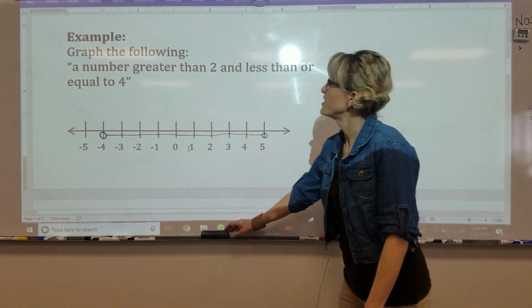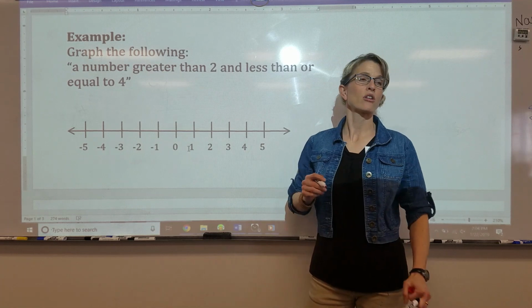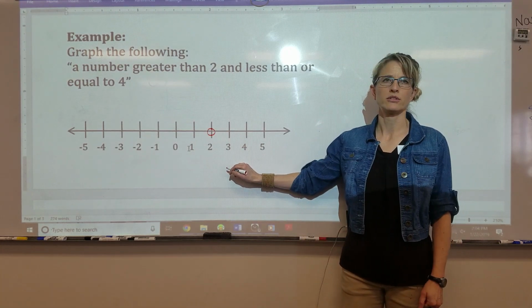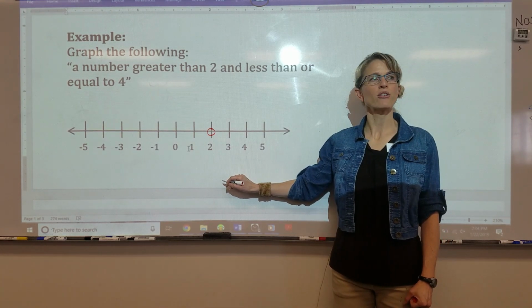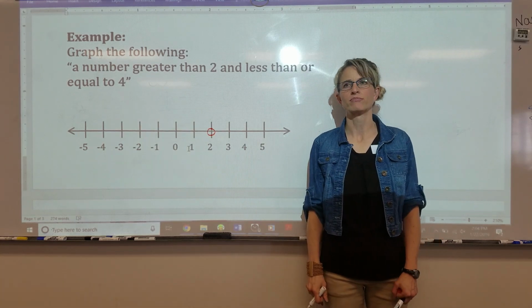All right, so let's graph this on a number line. A number greater than 2 and less than or equal to 4. So if it's greater than 2, I'm going to use a hollow circle. Greater. Show me with your arms which way, if I was shading greater than 2, am I going to shade this way or this way? Show me with your arms. Point.